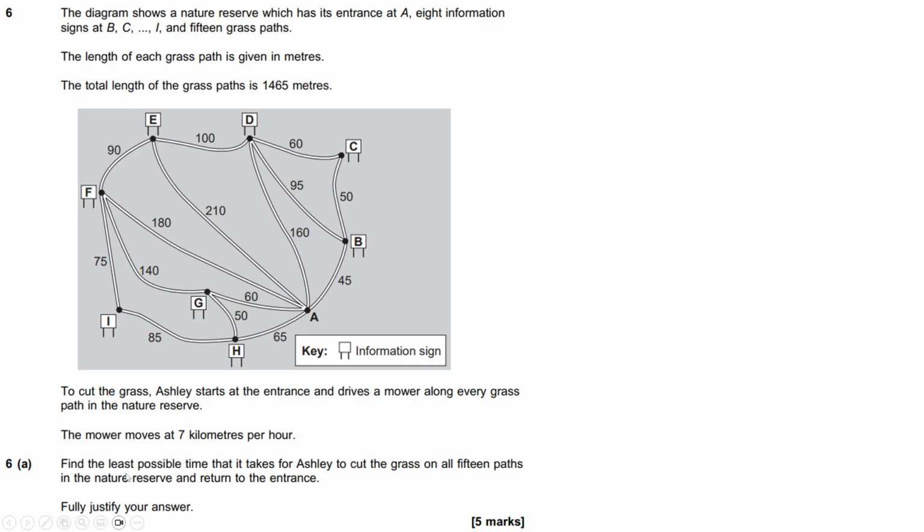Here we've got this graph here, and we want to find the least possible time for the scale to cut grass on all 15 paths in the nature reserve. Because she wants to get across all edges in the least amount of time, what she wants to do is ideally repeat as little edges as possible. Now, the easiest way in which you can do that is if the graph is Eulerian.